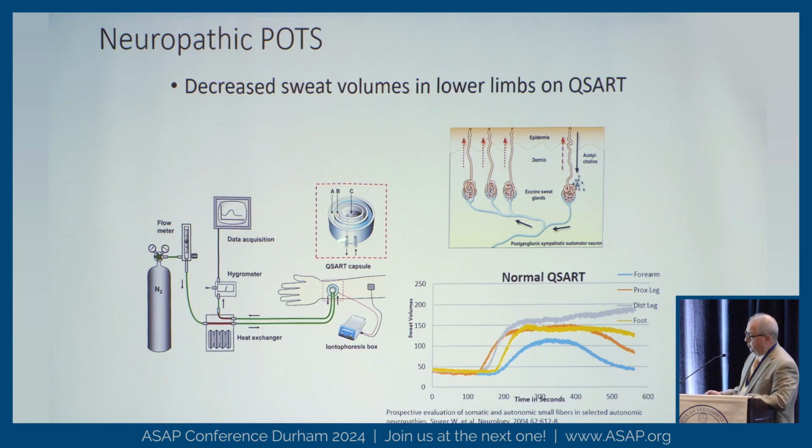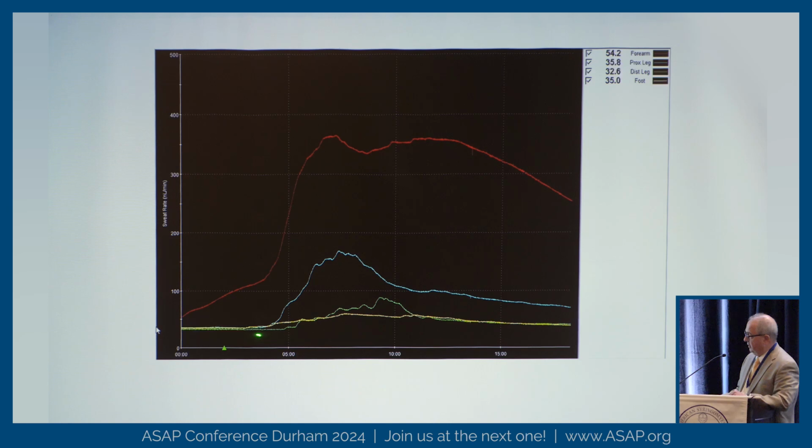And in the capsule, we put acetylcholine, which is the neurotransmitter for the sweat. We iontophorese it with a small current, and that should trigger a sweat response because it goes down to the nerves innervating the sweat gland and gives you a sweat response, which you can record as basically a small nerve fiber function. And in patients with neuropathic POTS, you have that pattern.